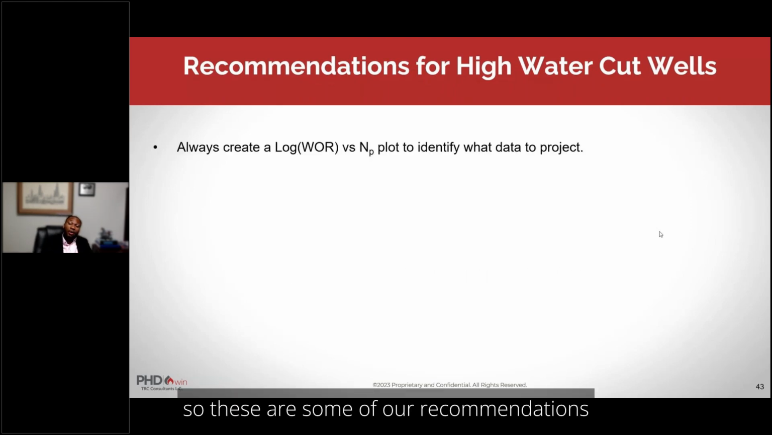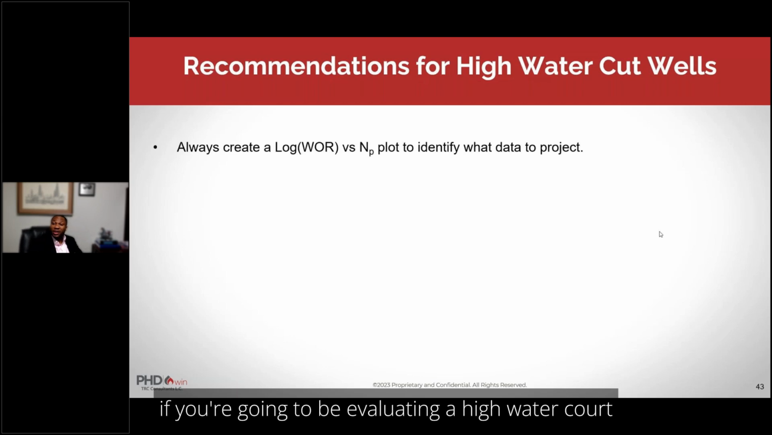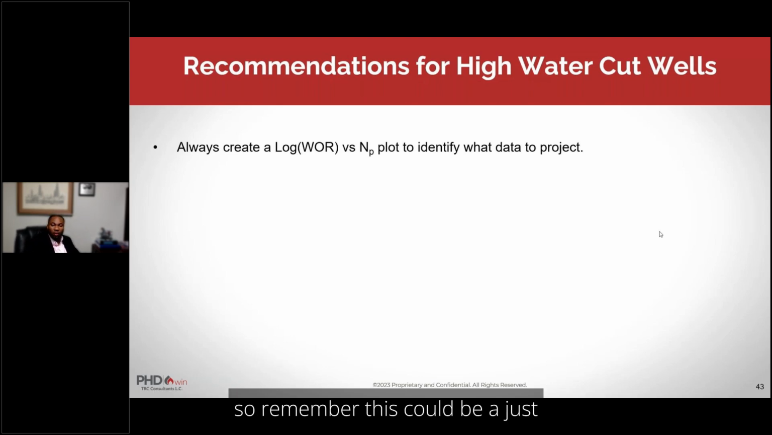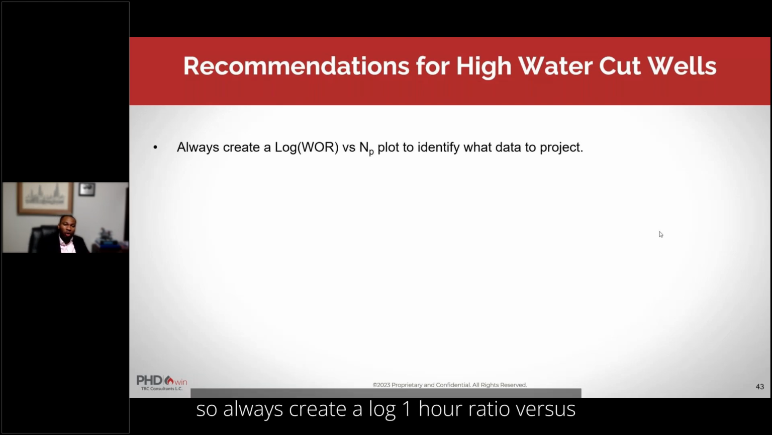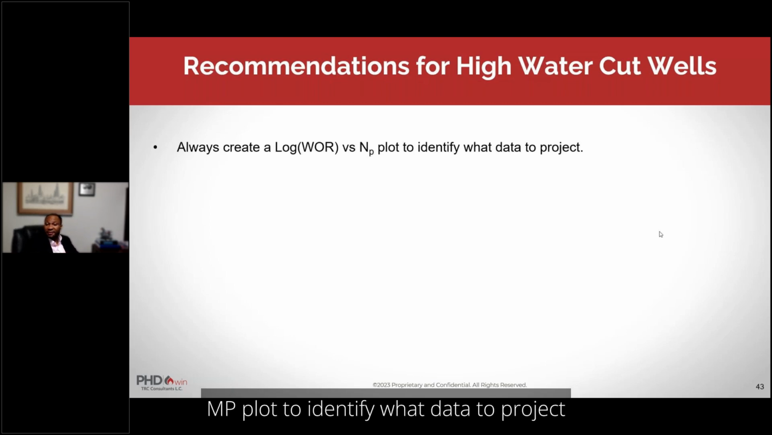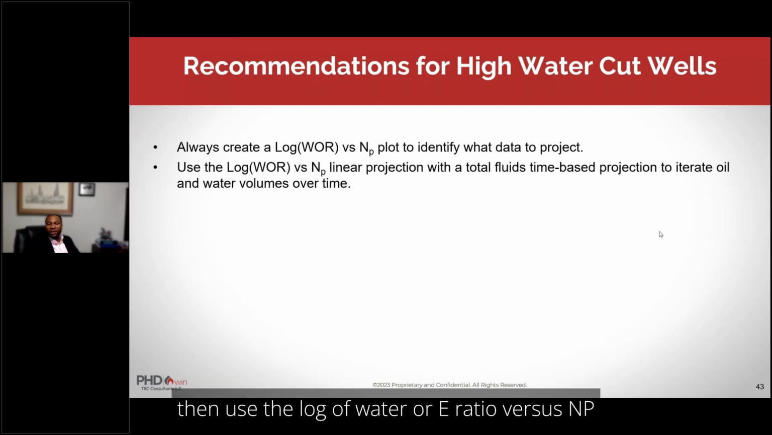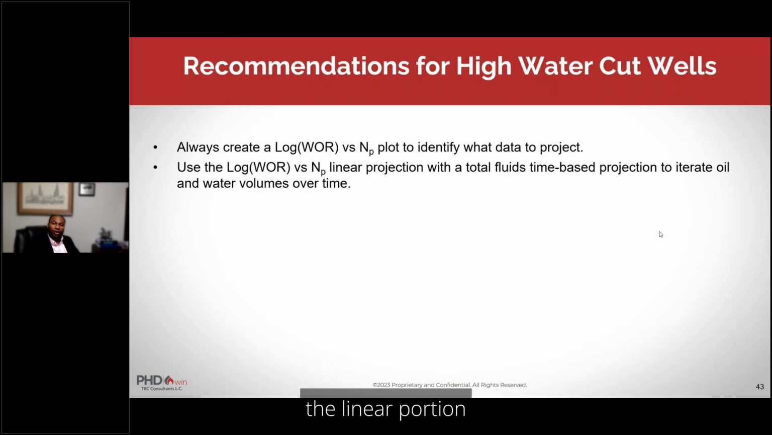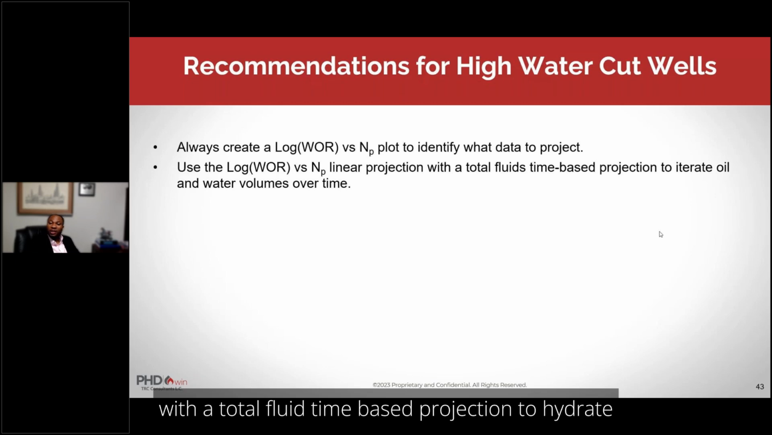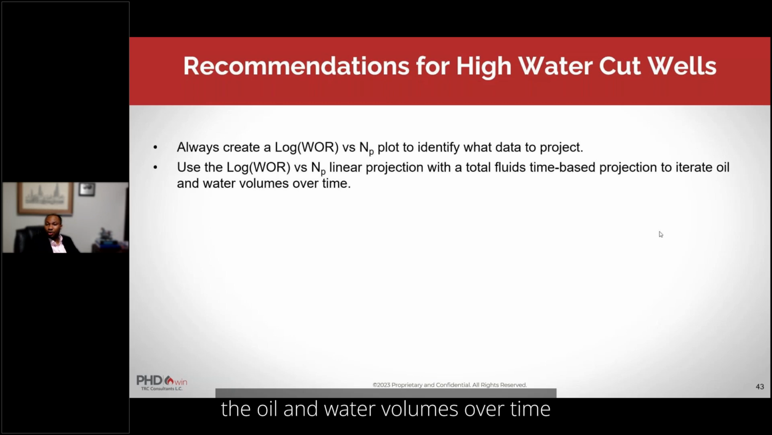So these are some of our recommendations if you're going to be evaluating a high water cut well. Remember, this could be a strong water drive reservoir or maybe a water flooding operation. So always create a log water oil ratio versus NP plot to identify what data to project. Then use the linear portion of the log of water oil ratio versus NP with a total fluid time-based projection to iterate the oil and water volumes over time.